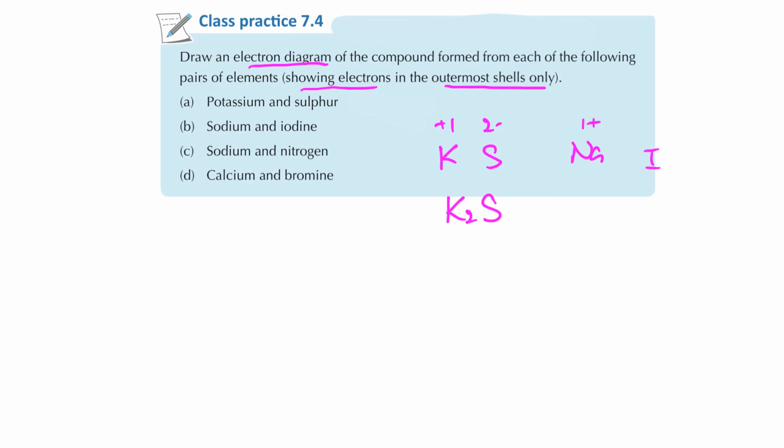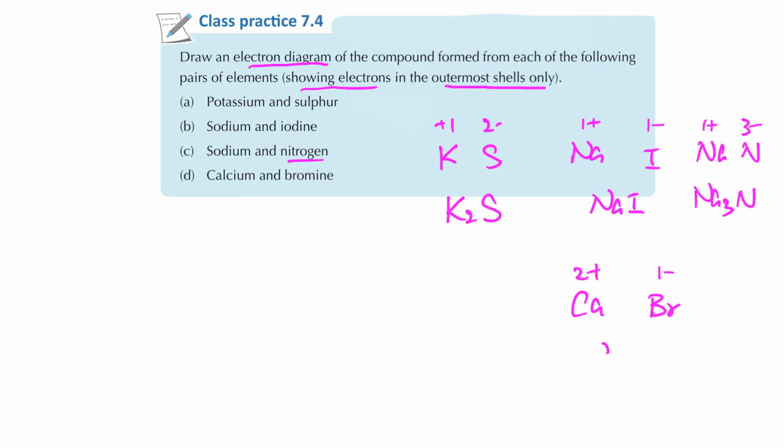Sodium is 1+. Iodine is group 7, will be 1-, so it will be NaI. Sodium is 1+. Nitride is group 5, so therefore 8 minus 5 will be 3-, so it will be Na3N. Last one is calcium and bromide. So calcium is 2+, bromide is group 7, 1-, so this one is CaBr2.